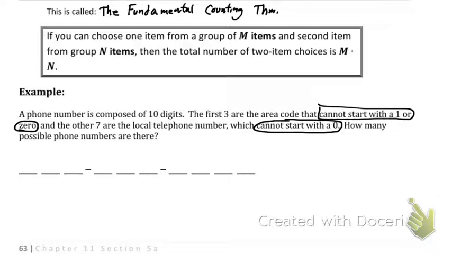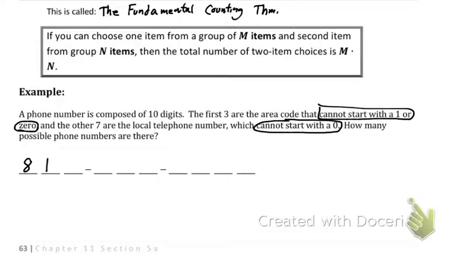So we cannot start with a 1 or a 0. So when I'm looking at my first number, my first phone number, how many numbers do I have to choose from? What was that? 8. We're going to have 8 to choose from because we lost 1 and 0. Normally we have 10 to choose from. We can go 0, 1, 2, 3, 4, 5, 6, 7, 8, 9, which would be 10 choices. But I'm eliminating 0 and 1, so I only have 8 to pick from.